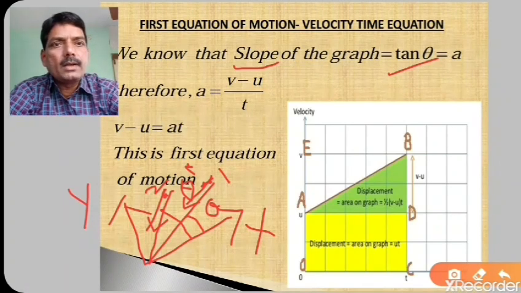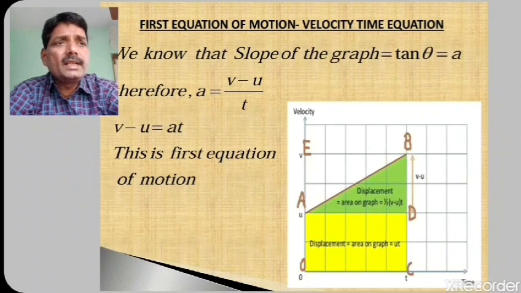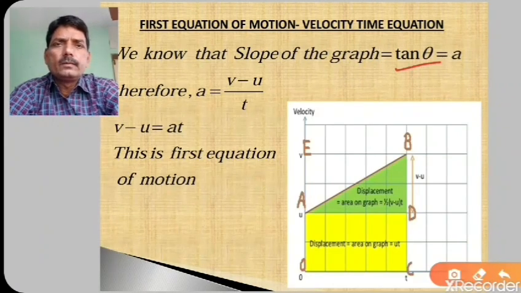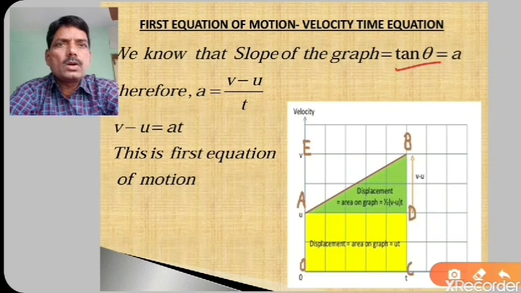Now the next term I have used here, tan theta. So what is tan theta? You will learn in trigonometry. There are 6 trigonometric ratios: sin, cos, tan, sec, cosec, cot. Out of these we have to consider tan theta here. It is also called the tangent of an angle theta.